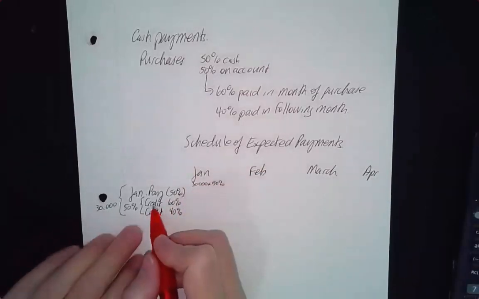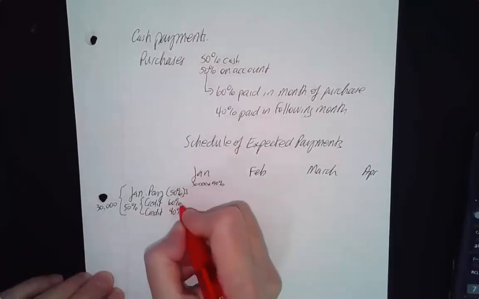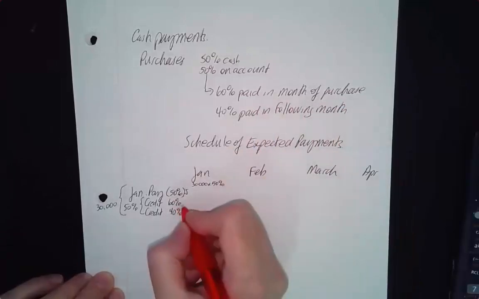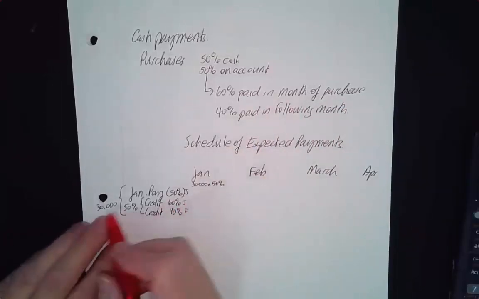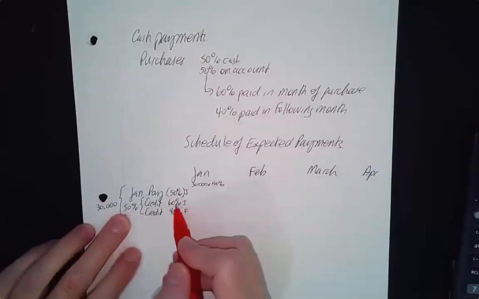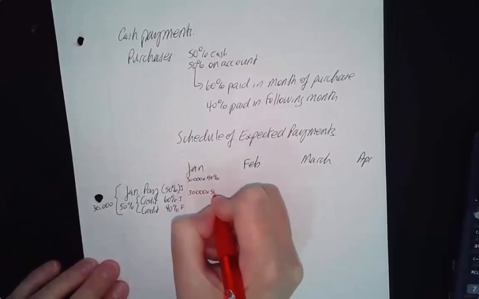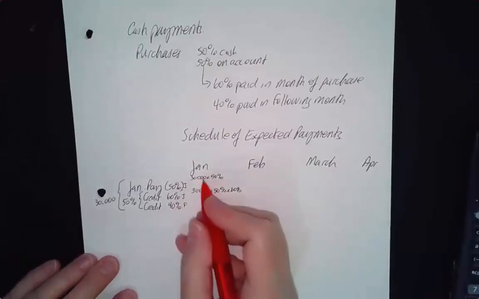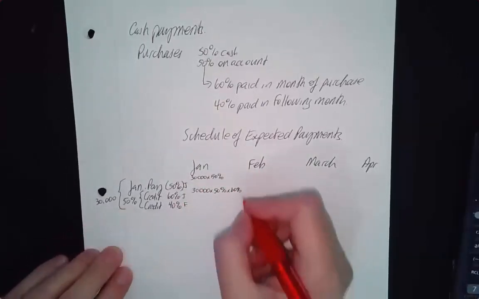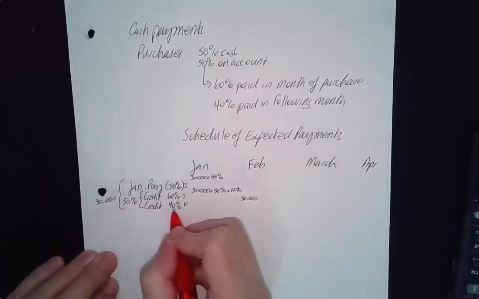And then don't forget that credit is still going to, so this is January, that credit is going to be paid in the month of purchase. So this is still January and this is February because this is the month after purchase. So $30,000 multiplied by 50 multiplied by 60. Because January to January. Now February to February, this is going to be 30,000 multiplied by 50 multiplied by 40.